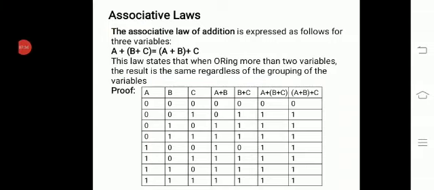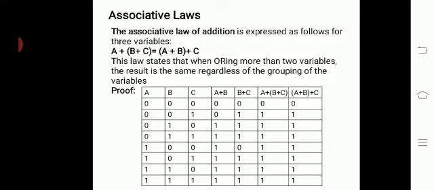The below table shows there are three variables A, B, C, 2 to the power of 3 values equals 8 values. First, we have to group the variables: A plus B, B plus C, and multiplied by A plus B plus C, and A plus B and C. First, A plus B: we have to add the variables, 0 plus 0 is 0, 0 plus 1 is 1. We have to get the output for all of these.